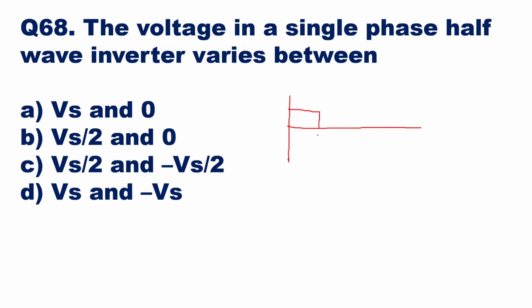It will be like this. This will be the output waveform depending upon the working of SCR1 and SCR2. This is your zero line. This will be plus Vs by 2, and this will be minus Vs by 2. So the voltage in a single phase half wave inverter varies from plus Vs by 2 to minus Vs by 2. So option C is the right answer, Vs by 2 and minus Vs by 2.